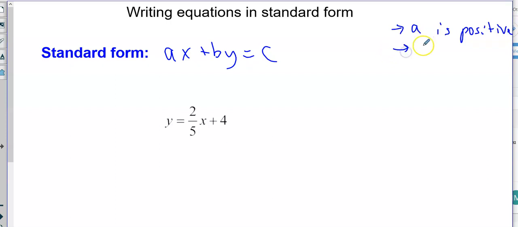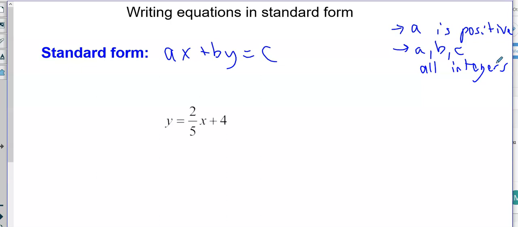Another thing that has to be true is that a, b, and c all have to be integers. That means no decimals, no fractions. So if they have a fraction, you might multiply everything by the denominator to get everything to be integers. So they have to be integers, and again, a has to be a positive integer.